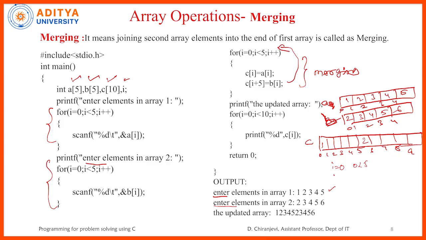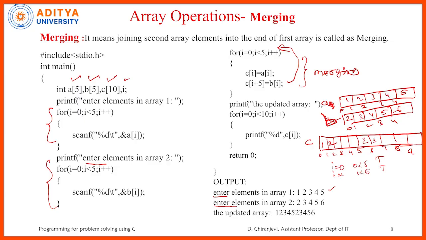Now this time I value is 1, less than 5. This is again true. If this is true, A of 1 will be stored in C of 1. A of 1 value is 2, so 2 will be stored in C of 1. After that B of 1 will be stored at C of 1 plus 5, so at C of 6. B of 1 is 3, so 3 will be stored at index 6.